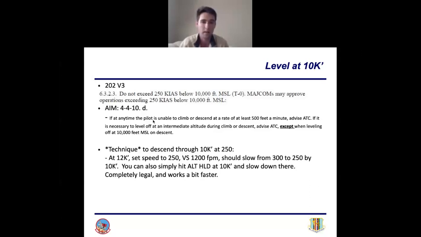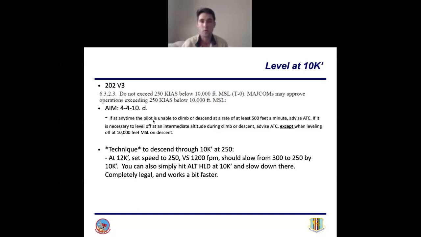So the reason I'm highlighting that is I've seen before, you do not have to slow down your descent as you're getting towards 10,000 feet. You can descend at 300 knots idle and then hit altitude hold and slow down to 250 knots right at 10,000 feet if you need to. It'll help your descent profile to get down a little quicker to do that. That's the only time you're allowed to just level off without having to let ATC know.